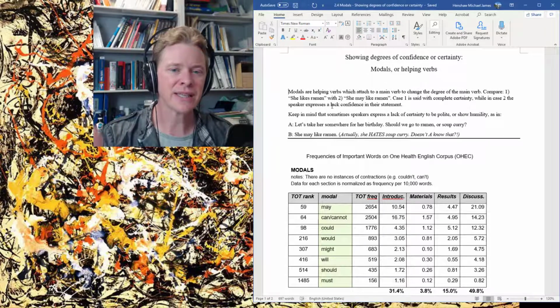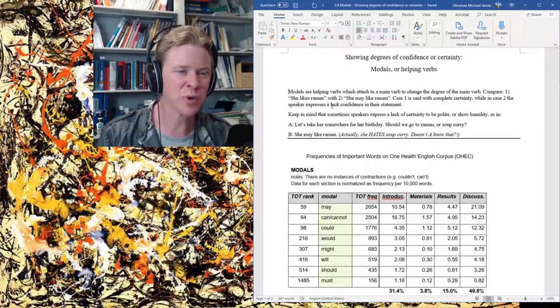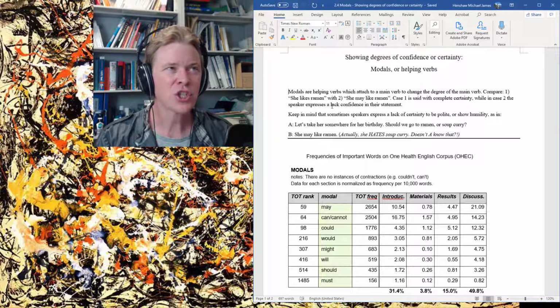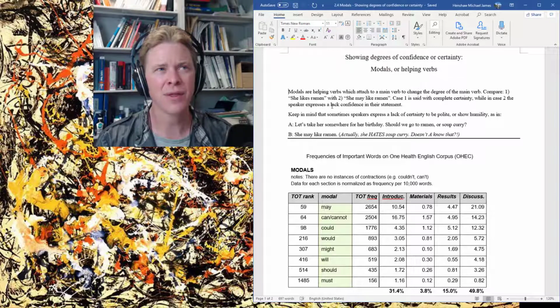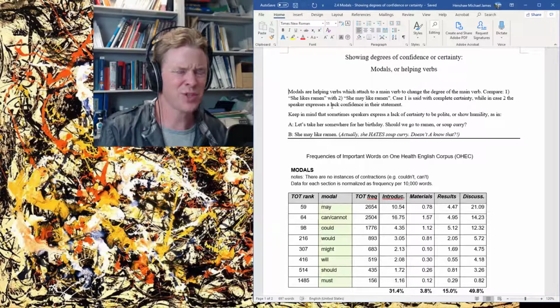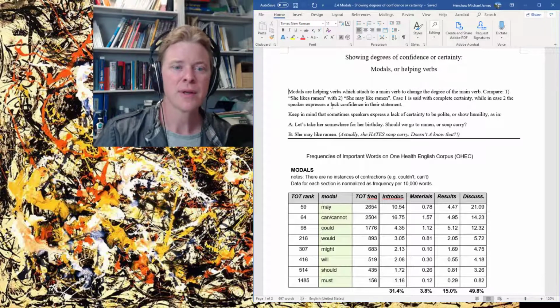Now, case 1 is said with complete certainty, while in case 2, the speaker expresses a lack of confidence in their statement. She may like ramen, like, I think she does. I mean, she's Japanese, so yeah, she probably likes ramen, but I'm not sure.